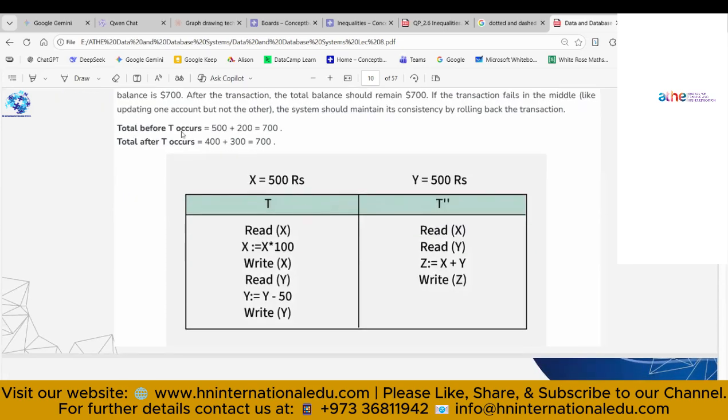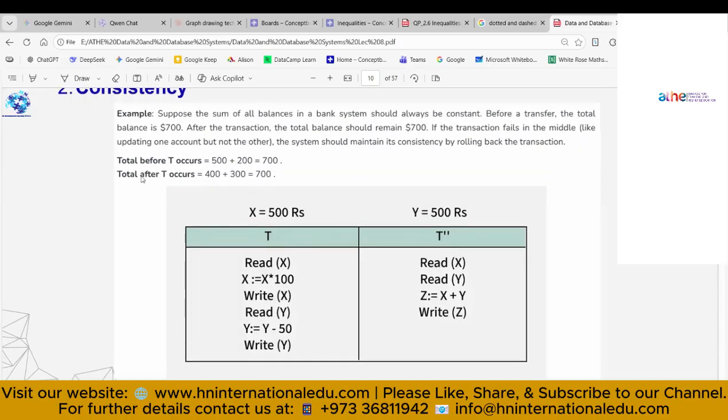Okay, so the total before this transaction occurs is 700. And the total after the transaction occurs should also be 700. After the transaction, basically the total balance should remain the same as it was before.